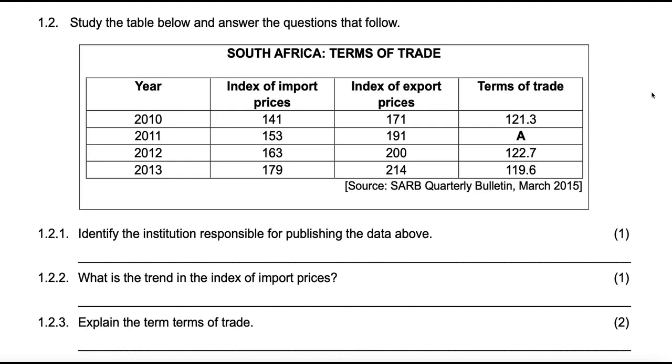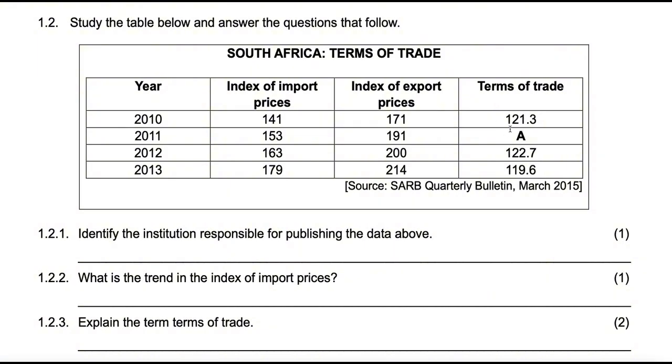Now, when we put them together, the ratio of import prices to export prices, that's terms of trade. This number that we see at the end there is our terms of trade. Basically, it's the ratio of export prices to import prices, that's how I'm defining terms of trade. To calculate terms of trade, we say the index of export prices divided by the index of import prices, times 100.